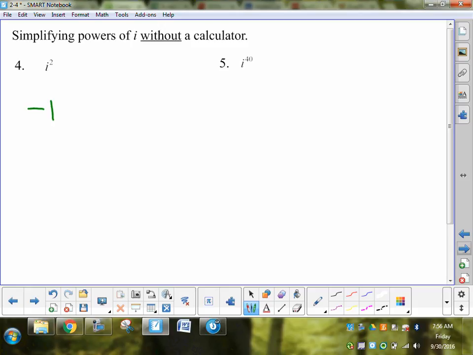Think about that wheel. Where's i to the 40th going to fall? And then that's what it's equivalent to. What's that? There you go. Because it's the same as i to the 0, which is 1.